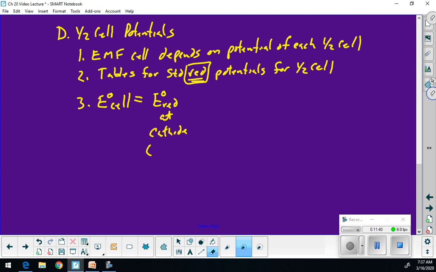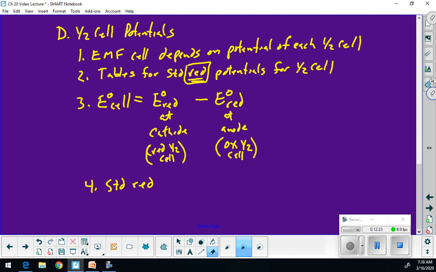And what reaction is that? That's the reduction half cell, right? That's the reduction that is occurring, minus, instead of adding, because these are both written as reductions, we're going to subtract the standard reduction potential at the anode, i.e., what is happening in the oxidation half cell, right? The oxidation half reaction. So based on that, then we can calculate a cell potential.